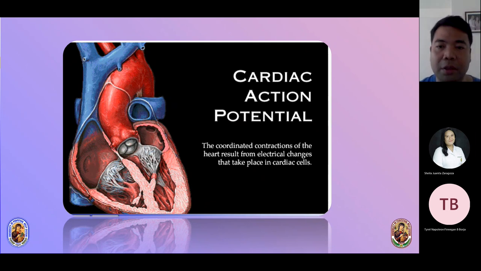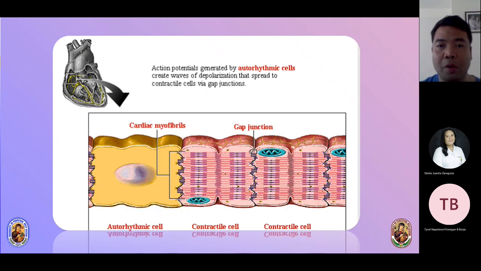The coordinated contractions of the heart resulting from the electrical changes that take place in the cardiac cells is called cardiac action potential. Again, it is the coordinated contractions of the heart resulting from the electrical changes that take place in the cardiac cells. So, action potentials generated by autorhythmic cells. Let's say for example, we take a small part of the SA node, enlarged here so you can see the arrangement of the cells.